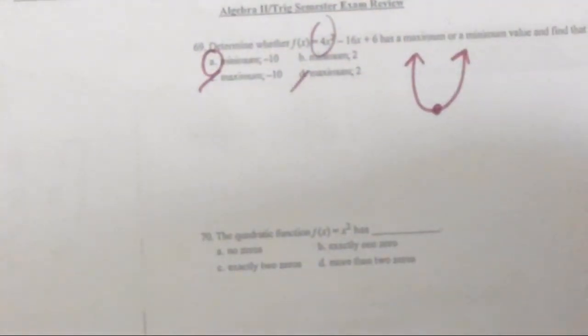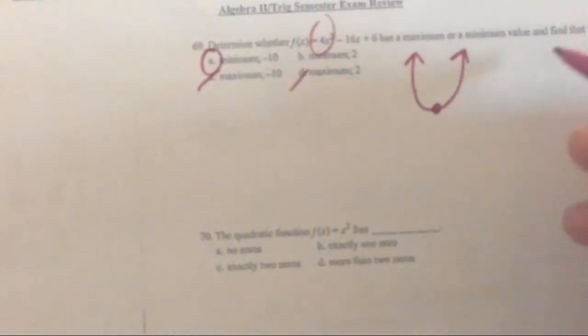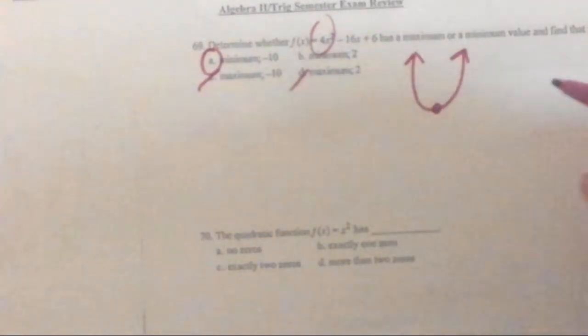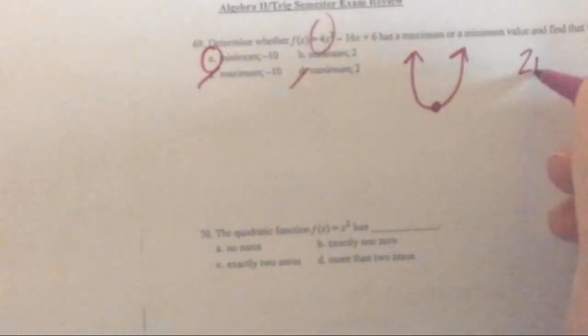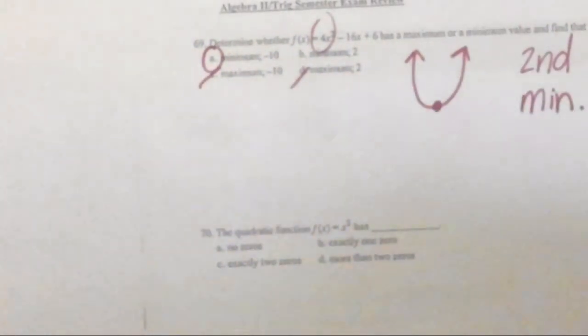Now you can actually calculate where that vertex is. If you use that equation we discussed yesterday, the negative b over 2a. What I would do is graph it on my calculator and figure out the min from my calculator. I would press the second button, and then I would press min, and I would set my bounds and figure it out.